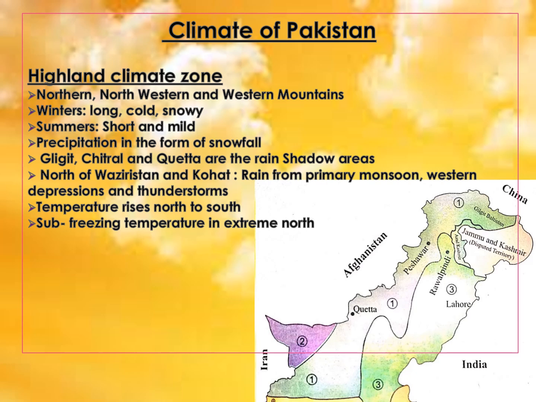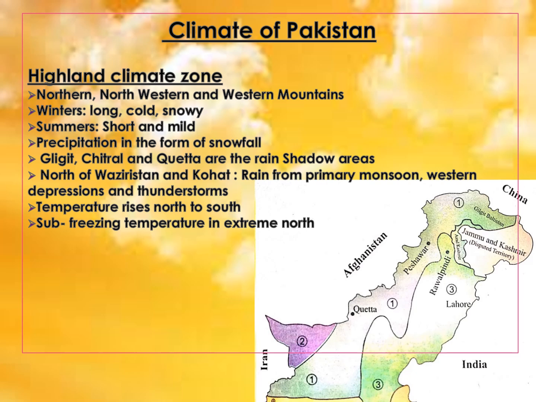This zone indicates the highland climate of Pakistan, and it includes the areas of northern, northwestern and western mountains. The winters are long, cold and snowy over here, and the summers are short and mild. Precipitation is mostly in the form of snowfall. Gilgit, Chitral and Quetta valleys are the rain shadow areas. Rainfall on the windward slope happens there.